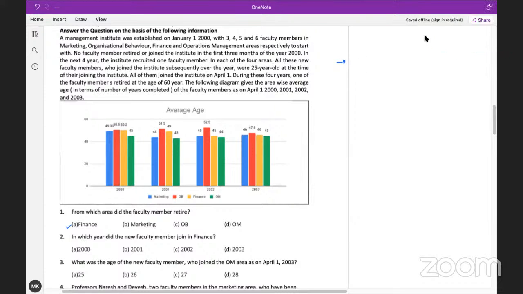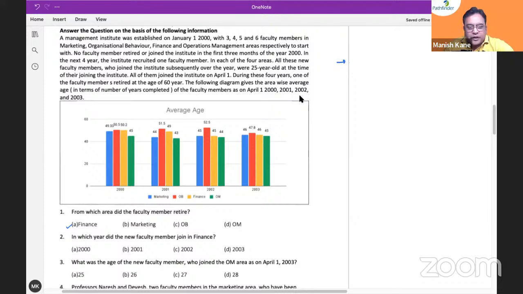Okay, so good. Like in finance in 2000, you checked the averages of every year. Okay, good. So that is the only way to approach this question.